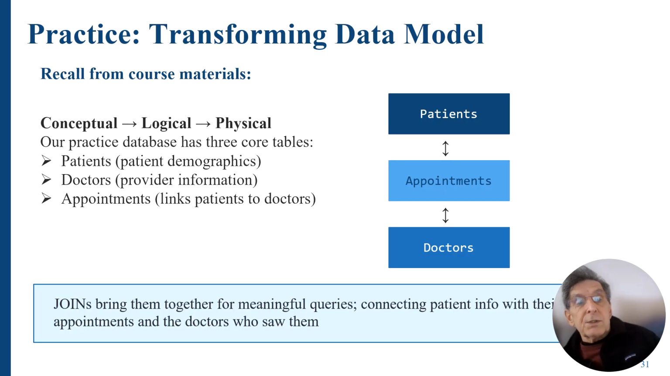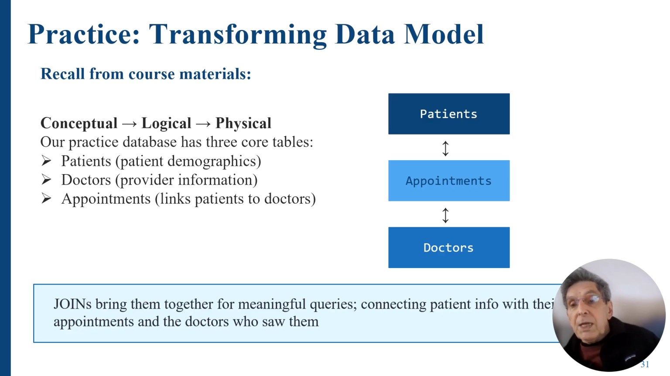Let's do a little practice. Let's transform the data model. Let's recall what we've learned from our course materials and do a practice scenario. We have 3 tables: patients with the demographic data, doctors with their provider information, and appointments as a bridge table linking the patients to the doctors.